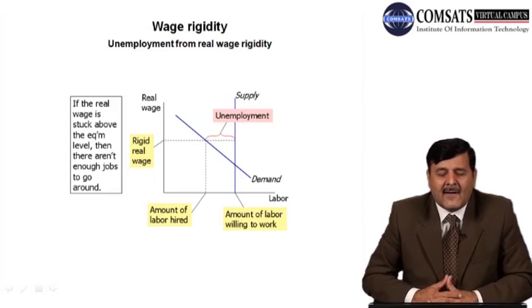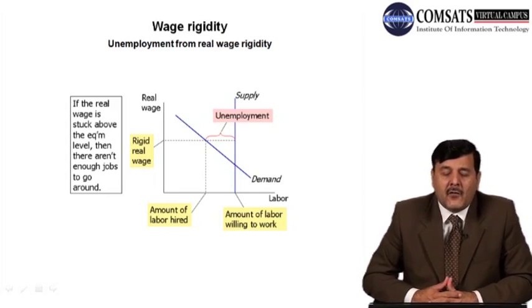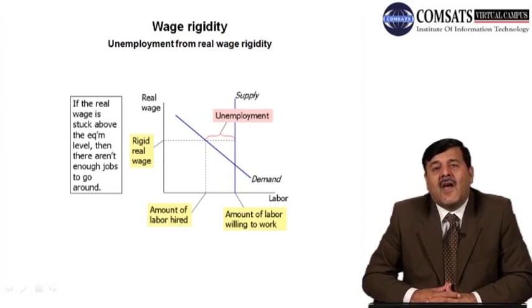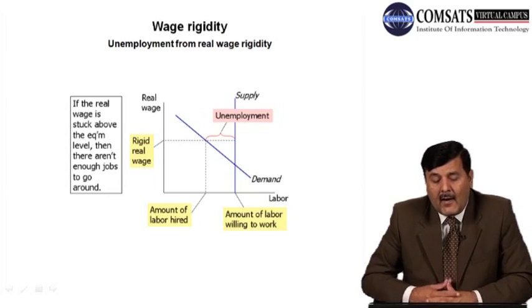Second reason jiski hum baat karein, and that is the wage rigidity. Wages are rigid downward. Jab aisi surat hal hoti hai to unemployment economy mein prevail karti hai. If you look in this diagram, on y-axis we are measuring real wage, on x-axis we are measuring labor, demand for labor and supply of labor.